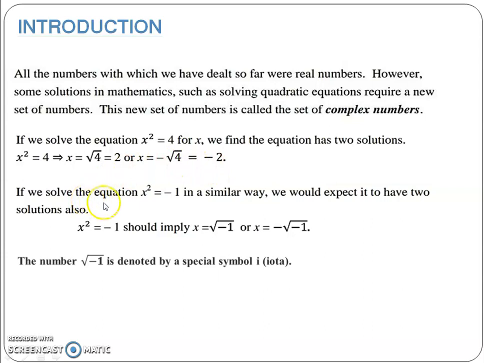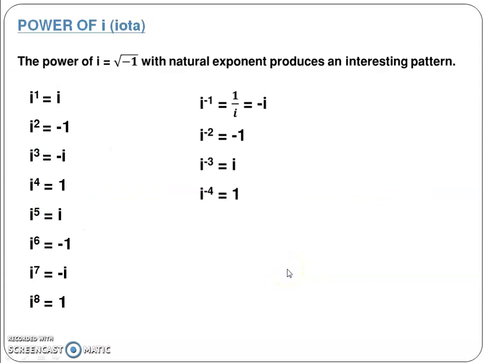Similarly, if I solve the equation x squared equal to minus 1, the expected answers are now either x is equal to square root of minus 1 or it should be equal to minus the square root of minus 1. But we have not studied the square root of negative numbers till now. So now we are going to define the square root of minus 1 by a special symbol i, which is known as iota.